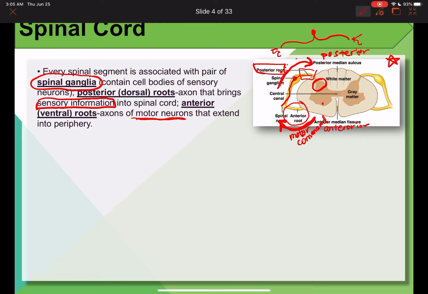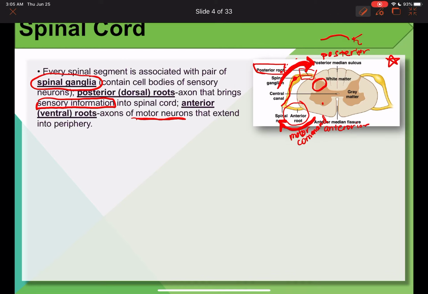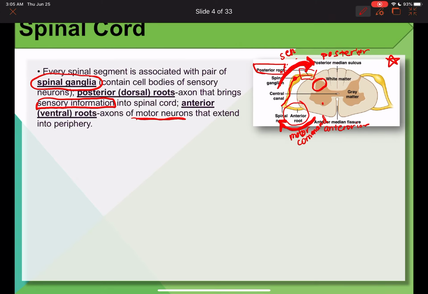And here I'm talking about sensory information. Let me erase that. Unipolar neuron. Okay, so this is sensory information coming in from the periphery towards the central nervous system or the spinal cord via your posterior root. Okay, so make sure we remember which root goes with what, what information they carry, and in what direction.